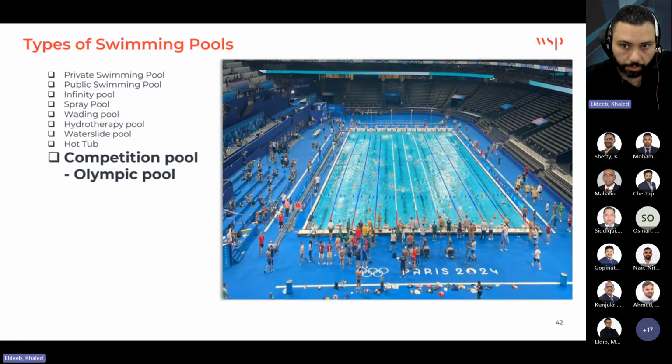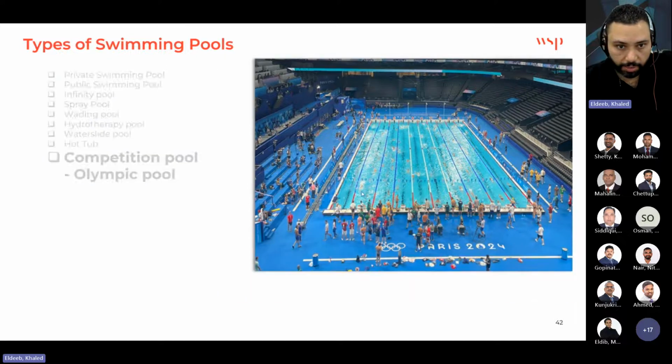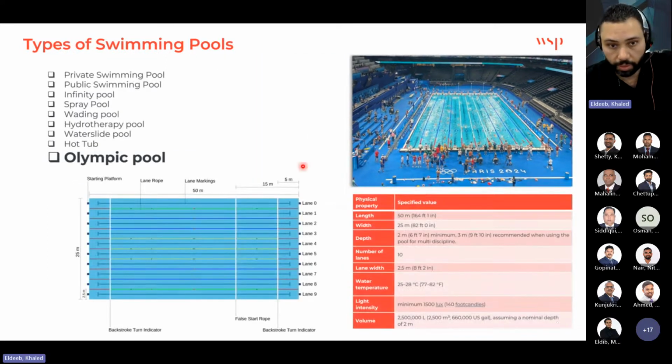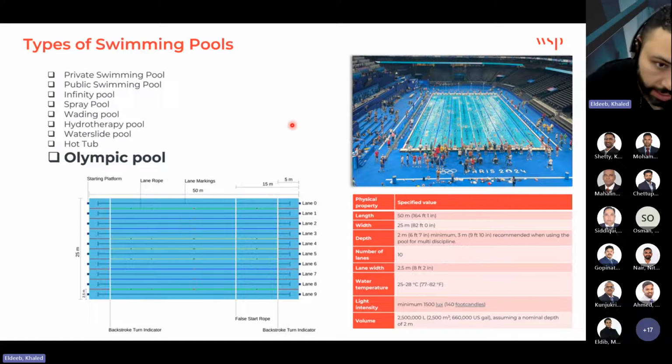Okay, the last type we need to speak about is the competition pool and the most famous one, the Olympic pool. An Olympic pool is a swimming pool designed specifically to meet the requirements for competitive swimming events, including the Olympic Games. It has to comply strictly with the specifications set by FINA, which is the international governing body for aquatic sports. They have very strict specs, and we have to comply with their requirements. And we are going to go into details on this.